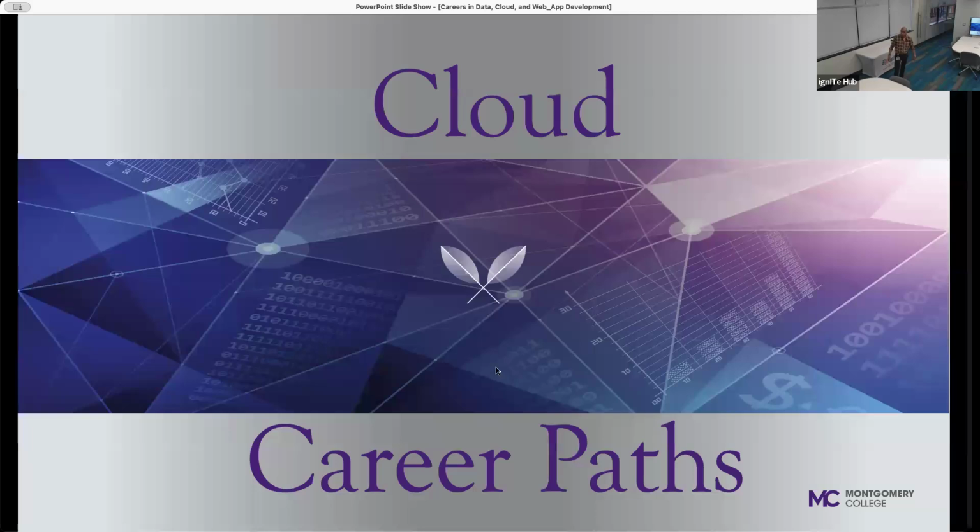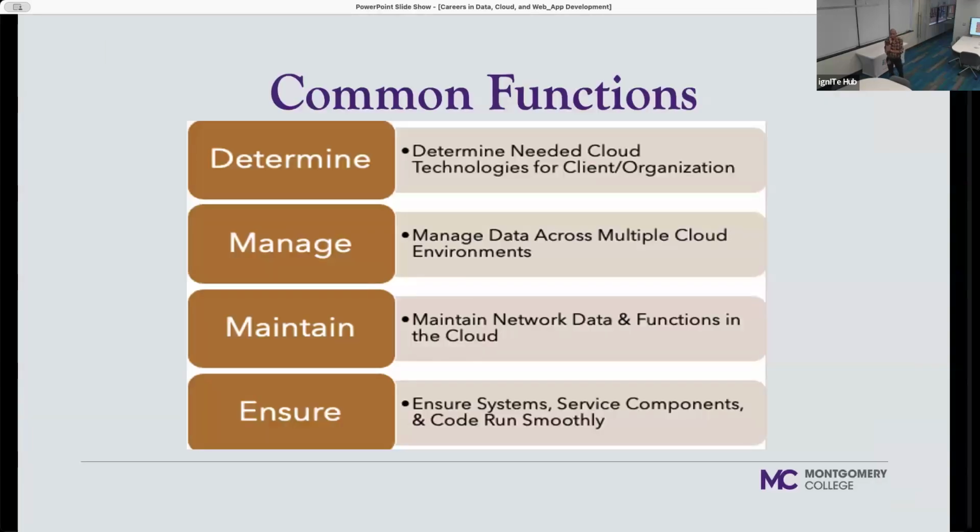Let's go to the next slide so we can discuss some of the common functions when it comes to people that work in this field. So let's start with determine. You need to determine the cloud technologies the organization, whatever your client or your own organization needs. What can we keep in-house, and what can we outsource, and how are we going to source it, and what are the considerations? Okay, some of the considerations obviously are going to be cost. That's going to be the main one.